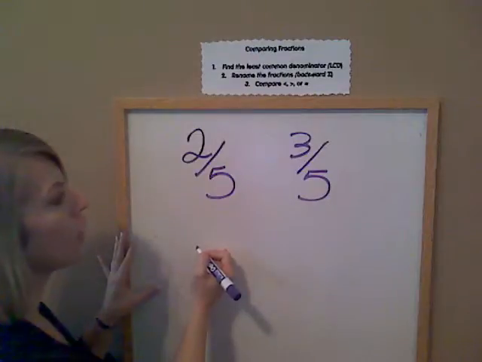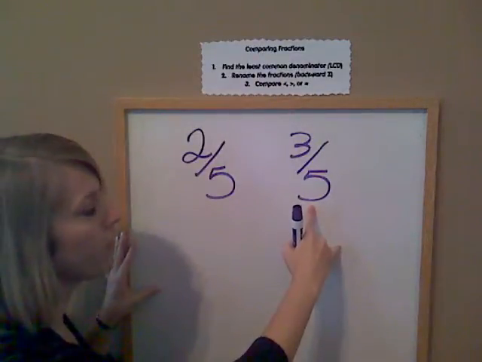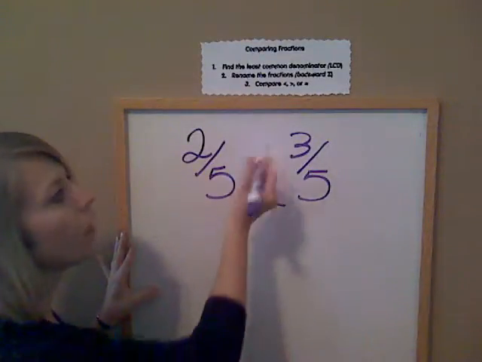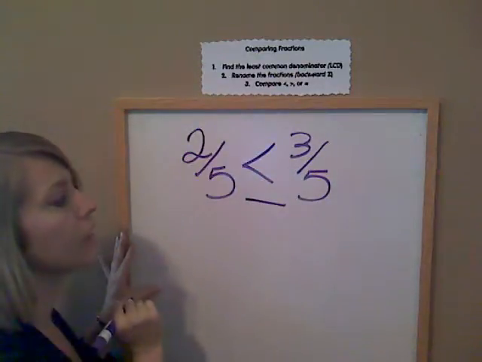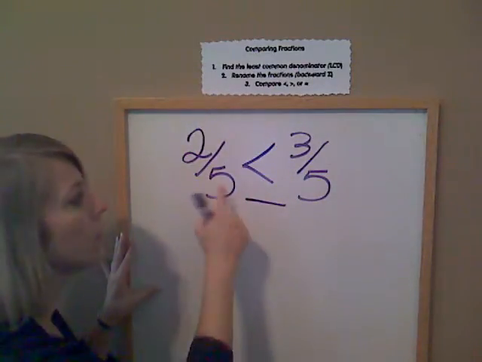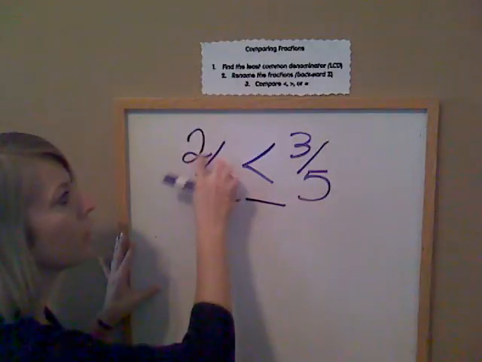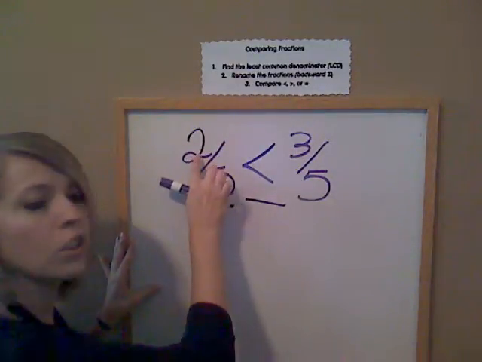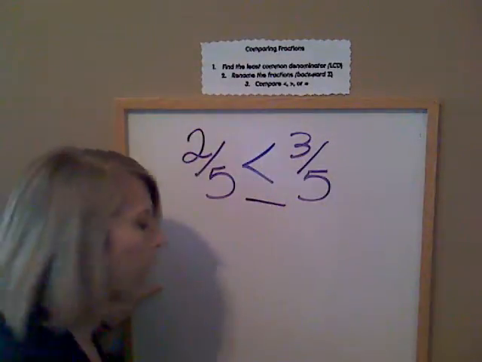When we look at the fractions 2/5 and compare it to 3/5, we can easily see that 2/5 is less than 3/5 because they have the same denominators, and we can just look at the numerators and compare those. We know that 2 is smaller than 3.